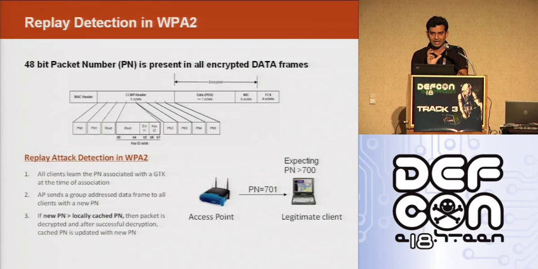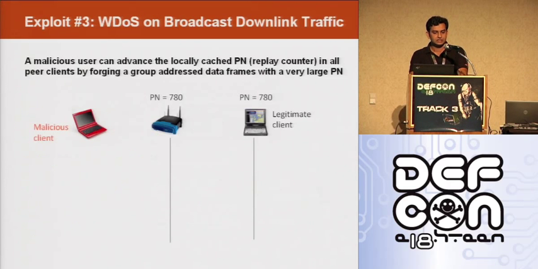So when the access point sends a packet with 701, the client is going to accept that packet, and once the packet is successfully decrypted, the client is going to update its locally cached packet number. So now the packet number becomes 701. And that number will be used to detect replayed frames. So the attacker is going to exploit this replay detection logic.